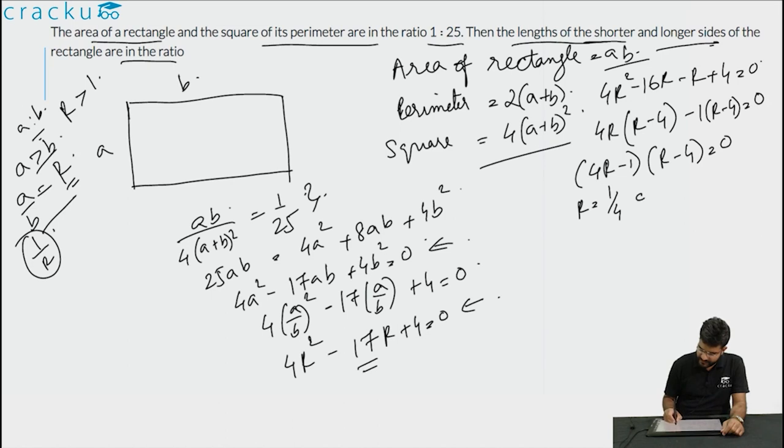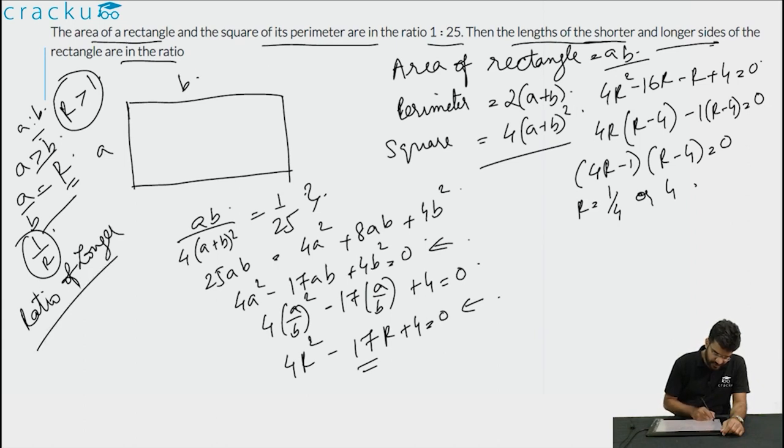So R will equal 1 by 4 or 4. As we have assumed that A is greater than B, R will be greater than 1. So the ratio of the longer to shorter side is equal to 4:1. But what is asked over here is the ratio of the shorter to the longer side. So it will be the exact opposite. So the answer in this case will be 1:4.